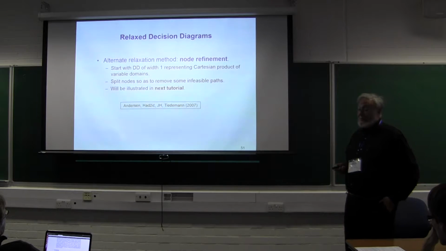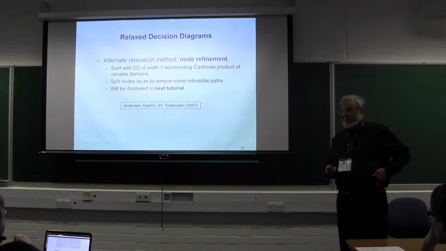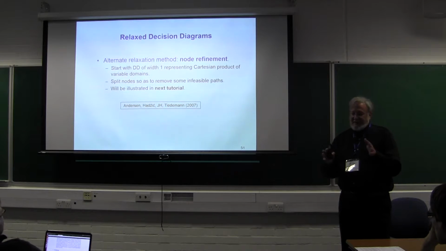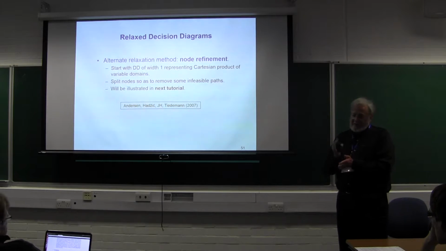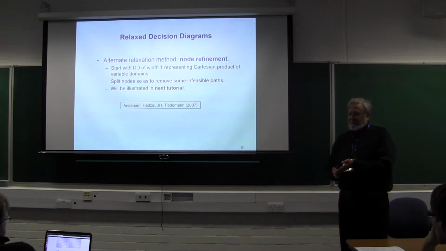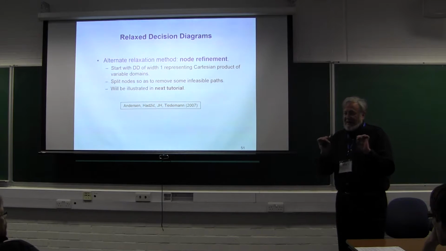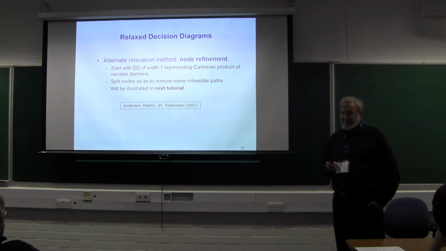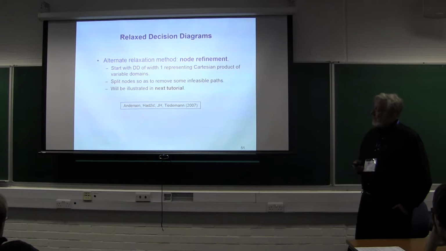Okay, there are other ways to create relaxations, and the next talk will show you one. That is, rather than simplifying the diagram, you start at the other extreme. Start with a diagram that represents all solutions, all possible solutions, all the Cartesian product of all the variable domains, and then start adding nodes to the diagram to make it a more precise and more accurate representation. That'll come in the next talk.